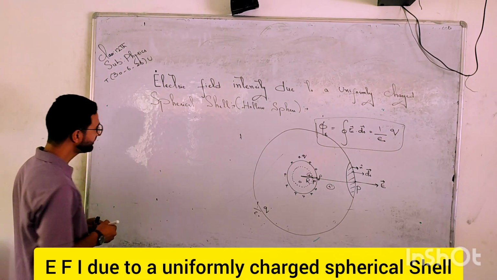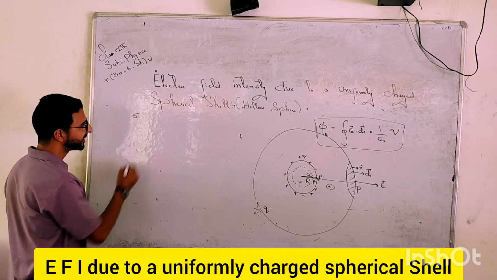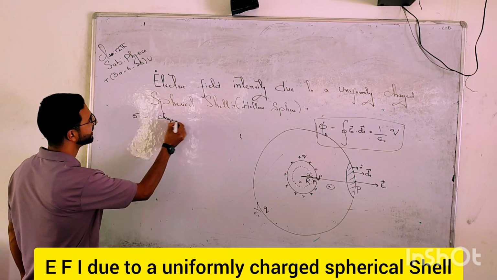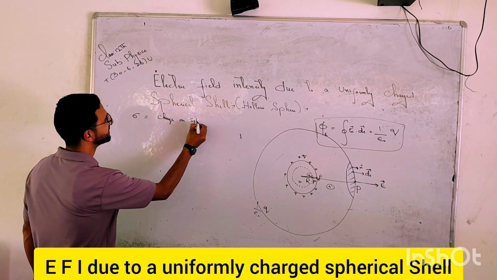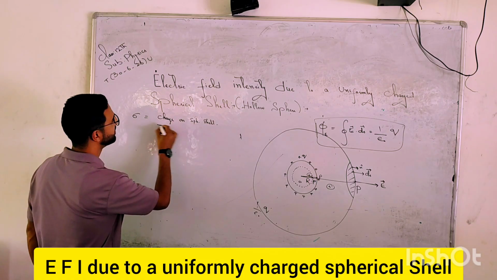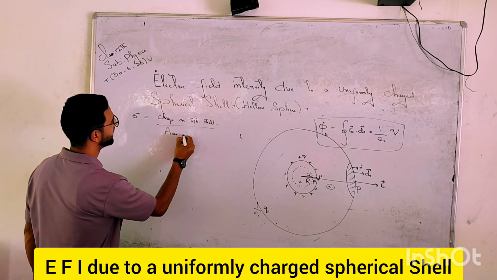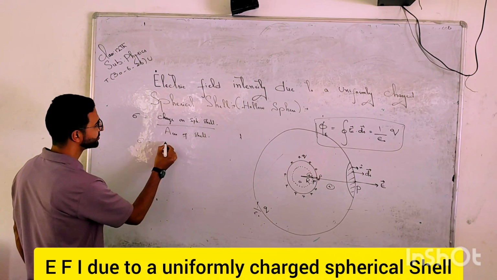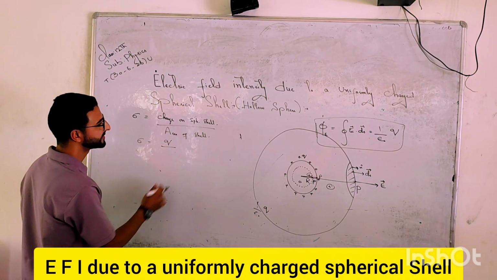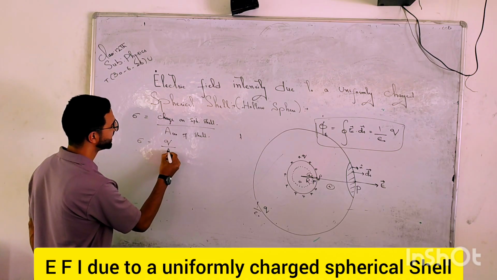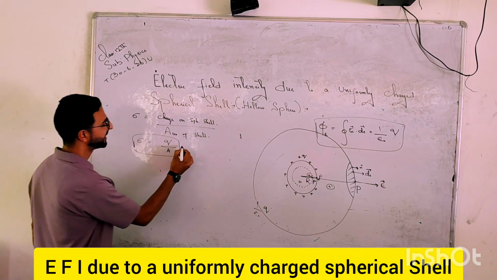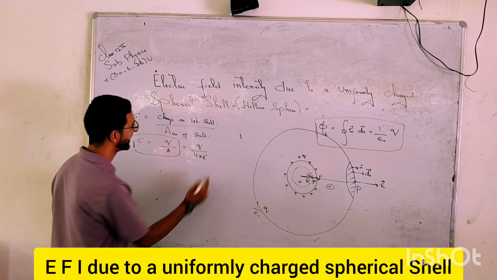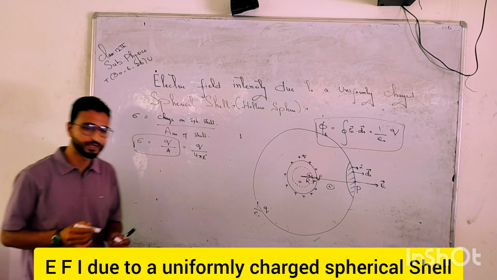Is it making sense? So suppose sigma is the surface charge density. What is surface charge density equal to? It is the charge on the spherical shell per unit area of the shell. Okay? So what will sigma be equal to? What is the charge on the spherical shell? Suppose this is Q, and suppose A is the area of the shell. I can write it like this. So this is Q divided by 4 pi r square.